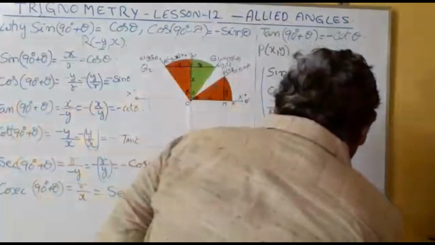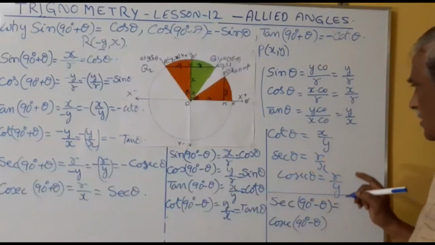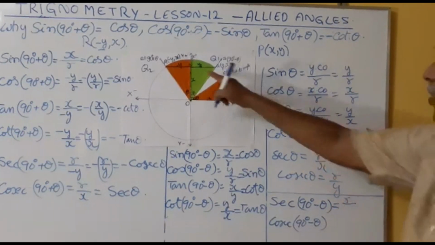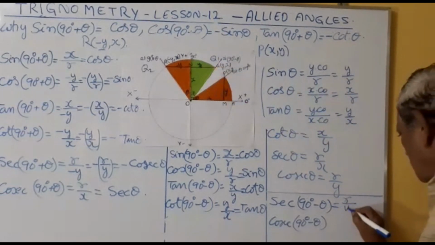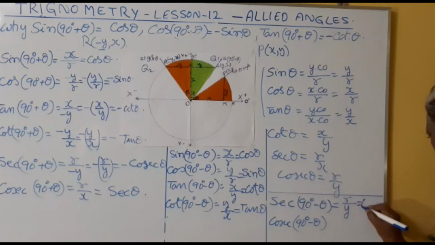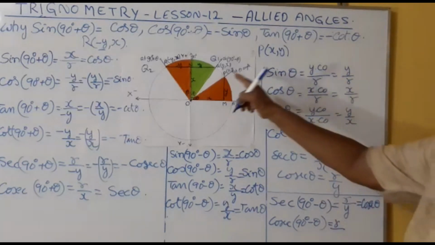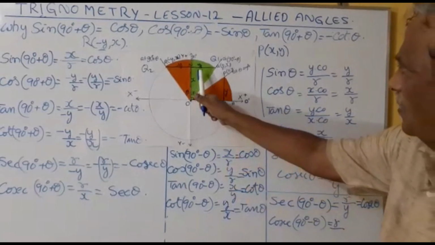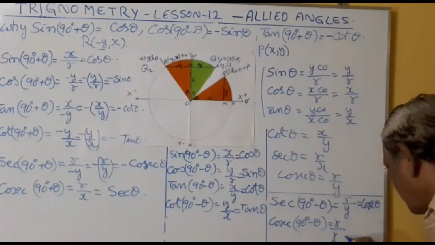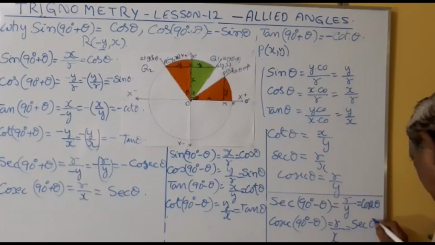Likewise, sec 90 minus theta equal to, sec definition is r by x, therefore r by x coordinate, which is y, but r by y is cosec theta, therefore this is cosec theta. Thus cosec 90 minus theta is r by y coordinate. Y coordinate is x, therefore r by x, but r by x is sec theta, therefore this is equal to sec theta.